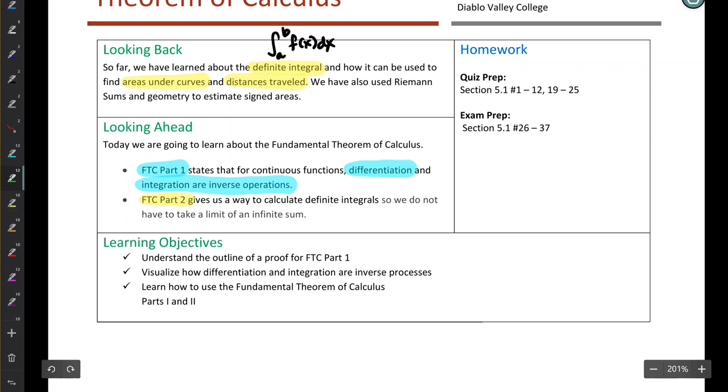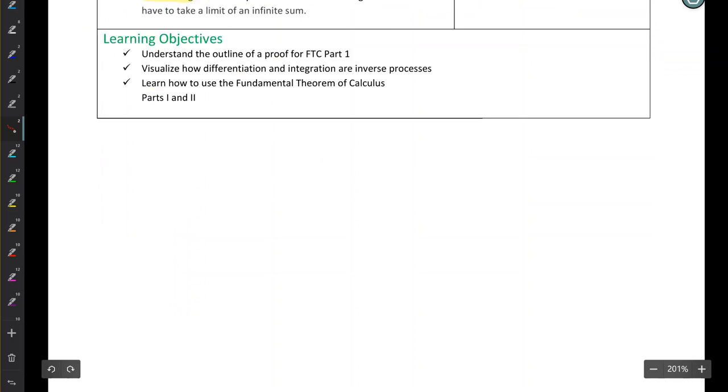It'll be beautiful. All right, so our learning objectives are to understand the outline of the proof of the fundamental theorem of calculus part 1. We're going to visualize how differentiation and integration are inverse processes, as well as get some visual intuition for fundamental theorem of calculus part 2, and most importantly, learn how to use the fundamental theorem of calculus part 1 and big time part 2. All right, so let's go ahead and do example 1.